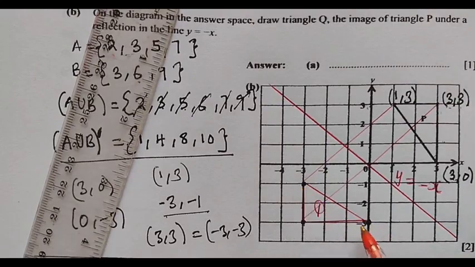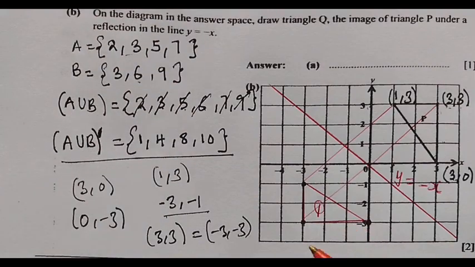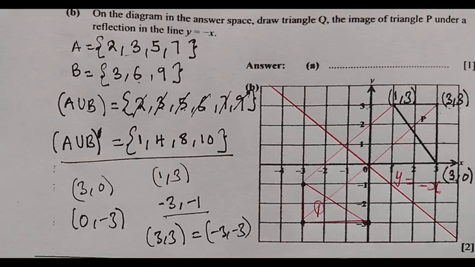Then you draw the object like this. You even label it as triangle Q. So both methods can work out. You can either use these points, change them like this, then add the negatives, or you just measure the distance. It's fine. Okay, so we have answered our question 11. Let us now move on to question 12.